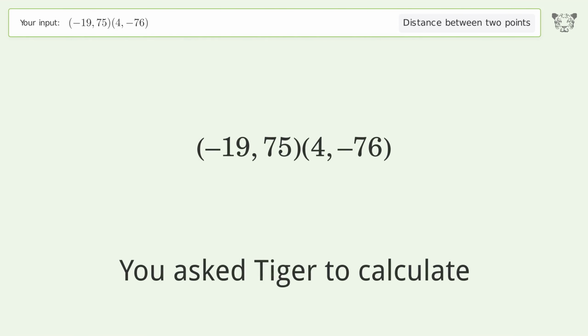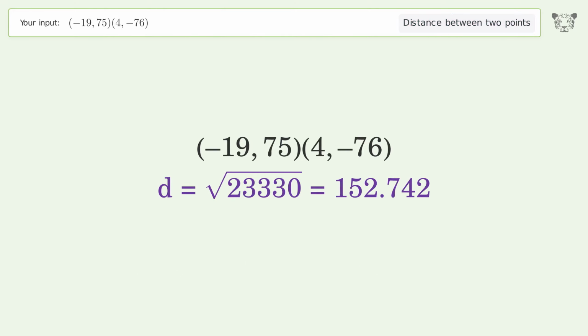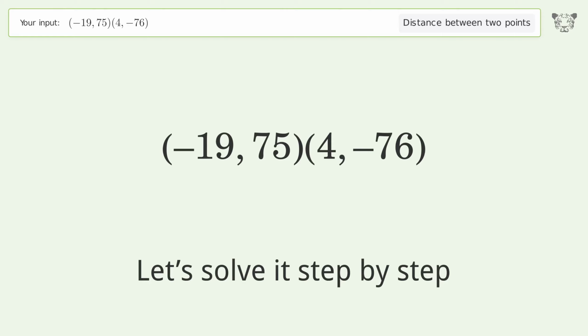You ask Tiger to calculate. This deals with the distance between 2 points. The distance between the 2 points is the square root of 23,330, or 152.742. Let's solve it step by step.